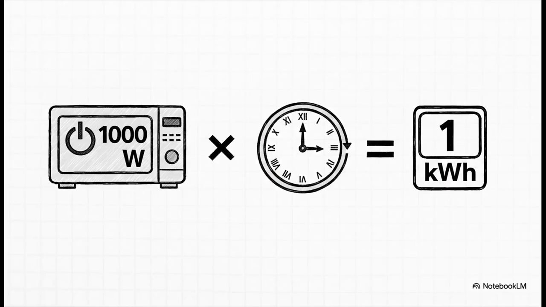Well, it's actually pretty simple. A kilowatt is just 1,000 watts. So if you run a 1,000 watt appliance, like a small heater, for 1 full hour, you've used 1 kilowatt hour of energy. Your bill is really just adding up all the kilowatt hours you use all month long.